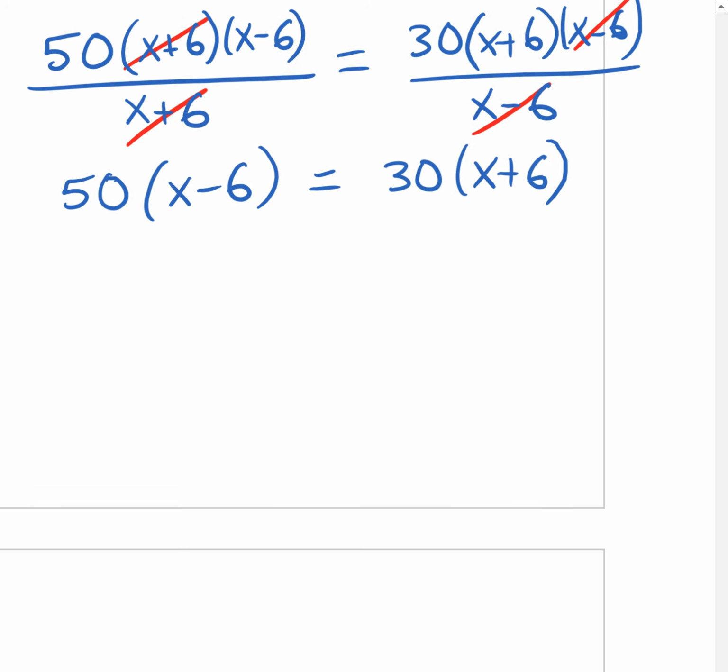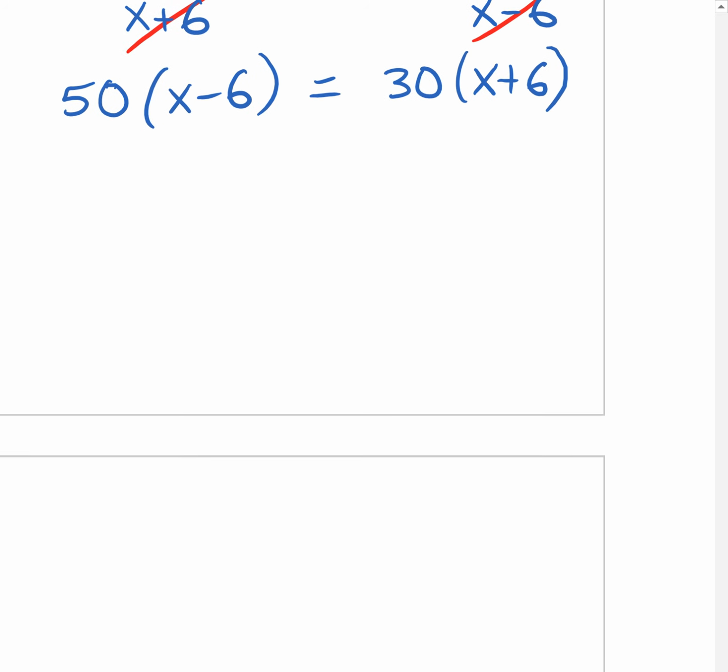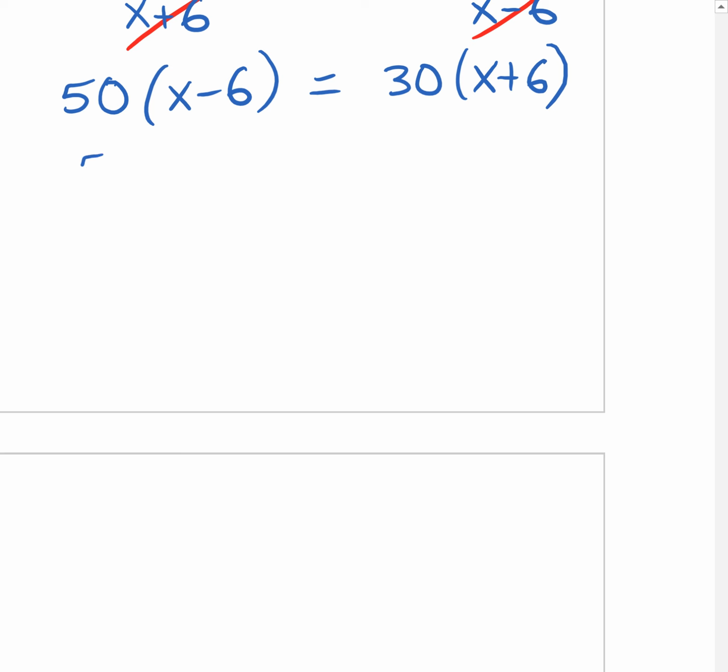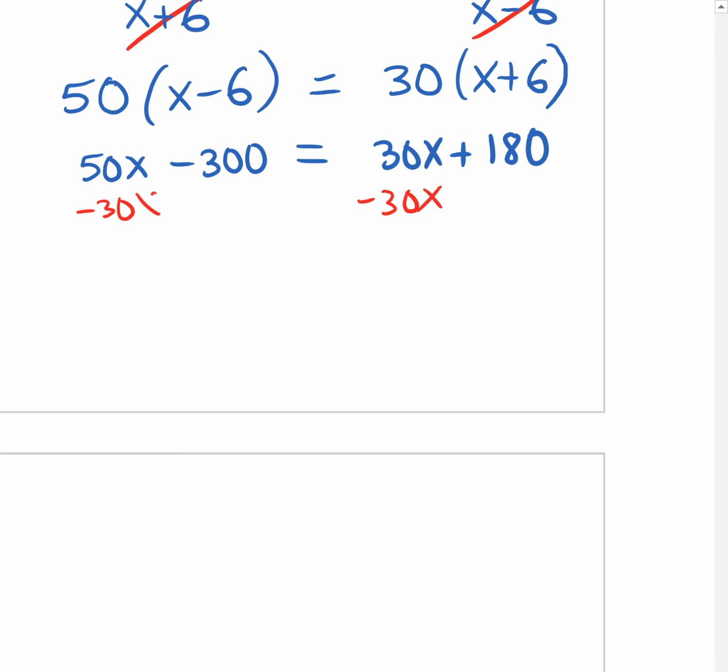Now I think to solve this, I'm going to have to distribute. So I'm going to distribute this 50 into 50x minus 300. Over here, I'm going to distribute the 30 into 30x plus 180. And thankfully, this is better than I thought. There's only an x, there's no x squared term here. So I'm able to just isolate x. I'm going to move this 30x to the left so the x's are together. Maybe while I'm at it, I'll add the 300 to the right. That way x's are on one side and numbers are on the other.